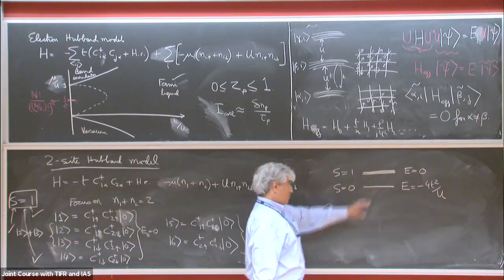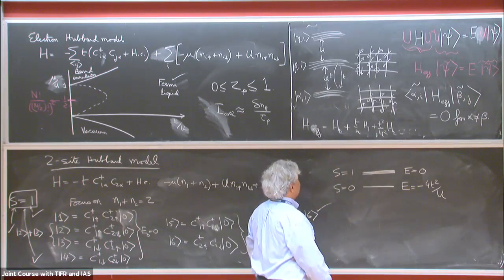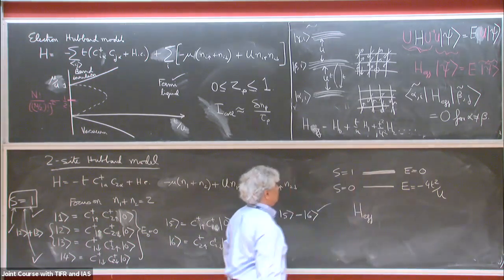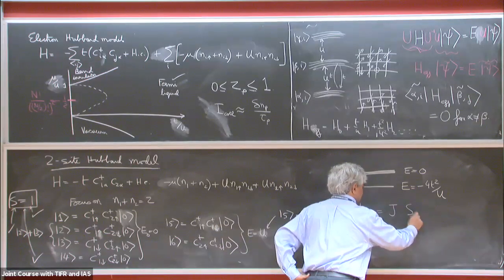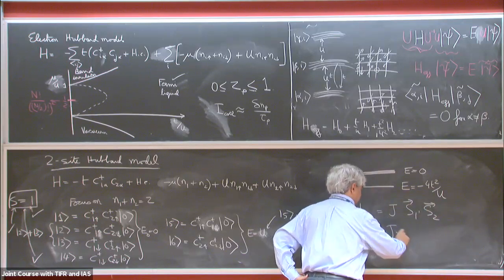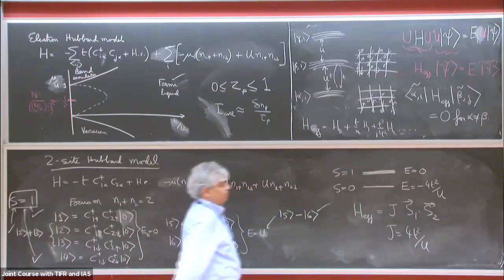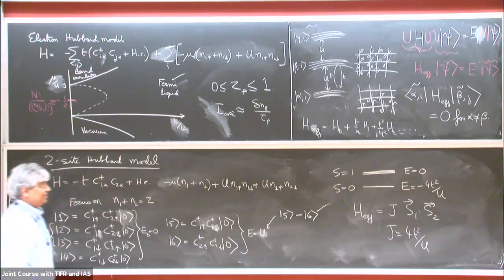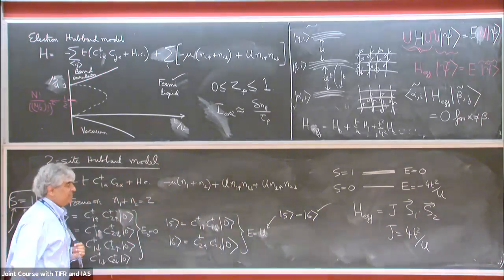So now we want to write down a Hamiltonian. We want the H effective that acts on these 4 states. Well, it's clear what that Hamiltonian is. You have a spin 1/2 degree of freedom on each side, and the Hamiltonian is J times S1 dot S2, and J is 4t squared over u. What we have seen is that we have lowered the energy of the spin singlet state relative to the triplet state. This is called the superexchange mechanism for obscure historical reasons.